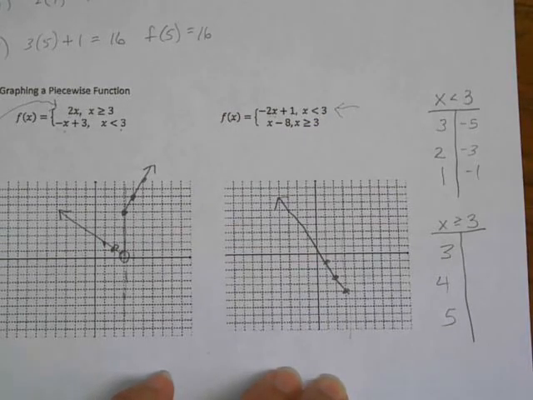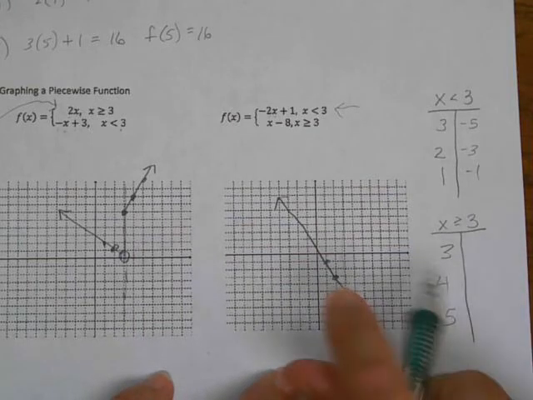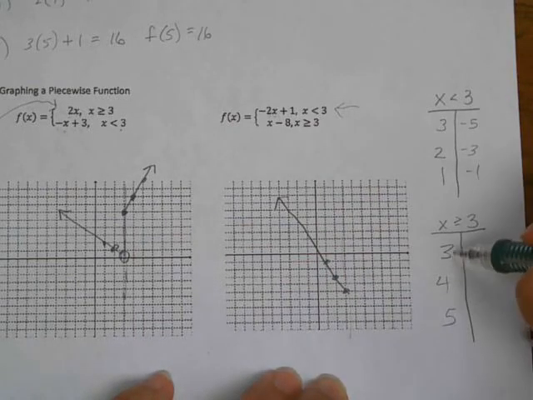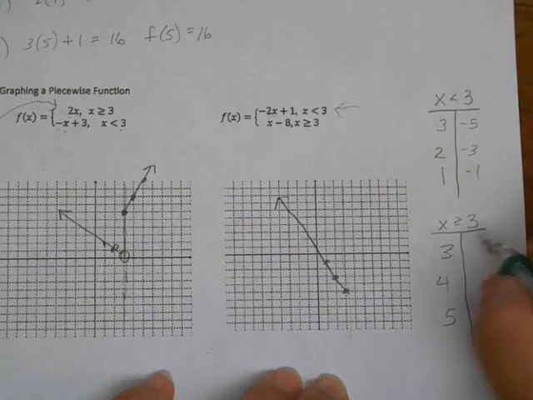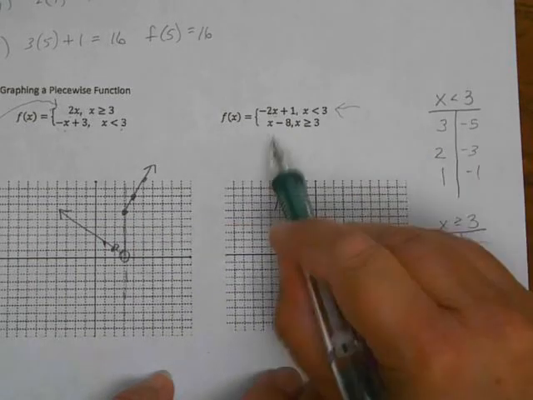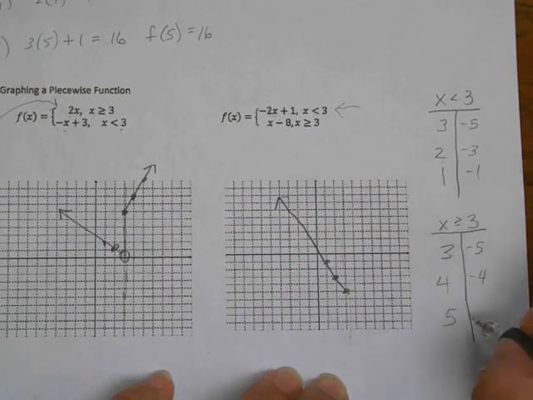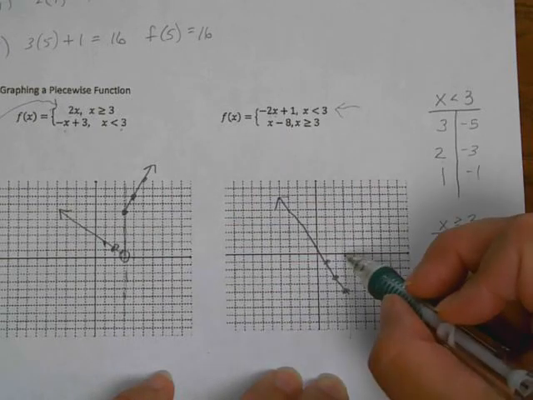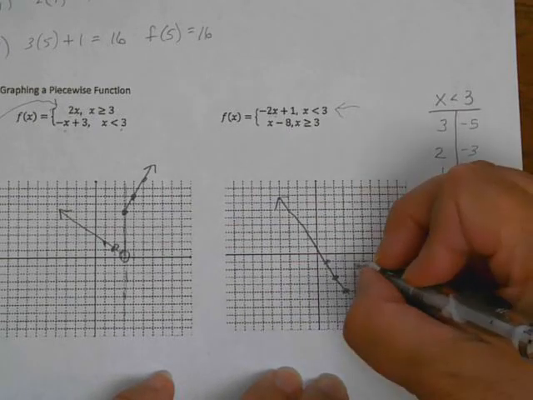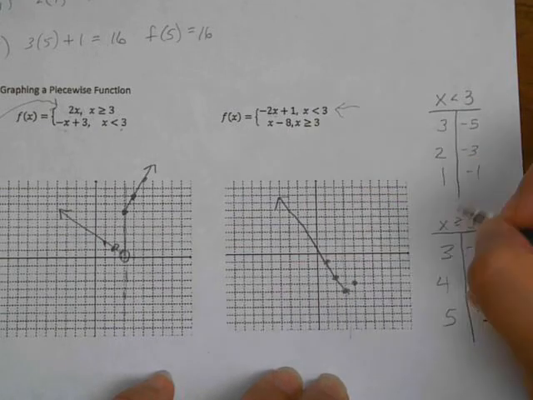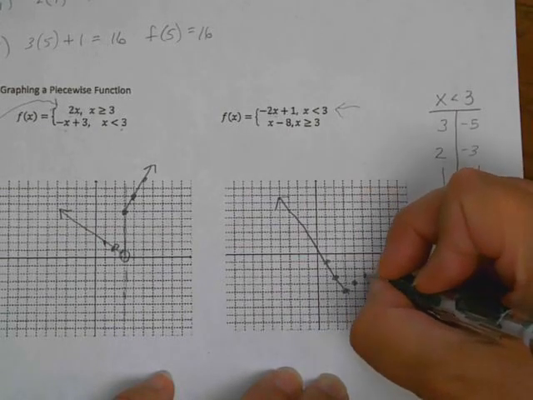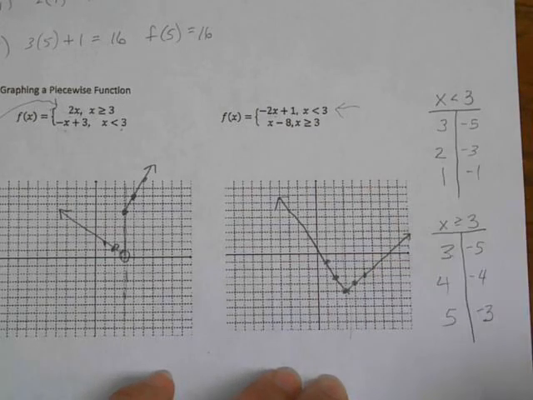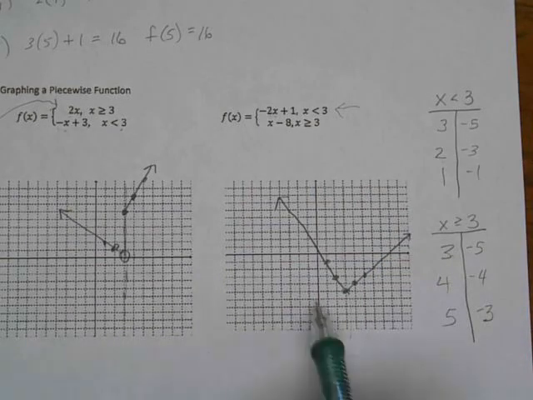The other graph, where x is bigger than 3, will also move away from this line. So let's plug our numbers in here. 3 minus 8 is negative 5. 4 minus 8, negative 4. 5 minus 8, negative 3. So I have (3, -5). I already have a point there, so that's okay. (4, -4). And (5, -3). So there's the piecewise function. It looks one way on this side of 3, a different way on that side of 3.